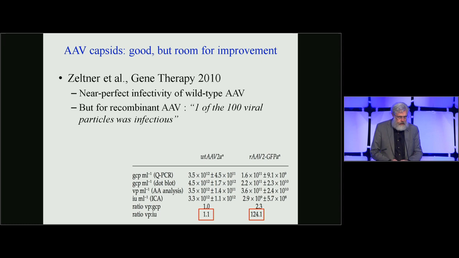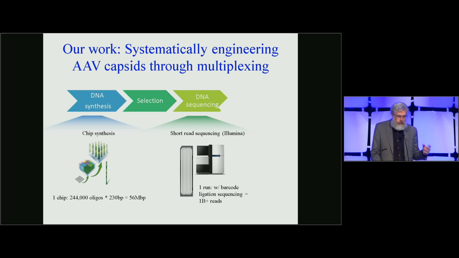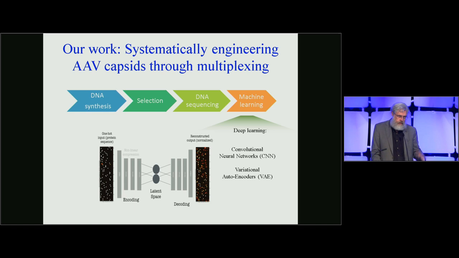So what we are doing is, in phase one of this talk, we're systematically engineering AAV capsids through multiplexing. And what we mean by that is that we can synthesize large libraries that have been intentionally created, not randomly mutagenized. We go through selection, and then we do DNA sequencing to see what comes out. So essentially, the multiplexing is the beginning, middle, and end. And then we can go through a cycle of machine learning. This is advanced artificial intelligence-derived methodology where we can learn from the multiplex cycle before that and do better at synthesis in the next round.